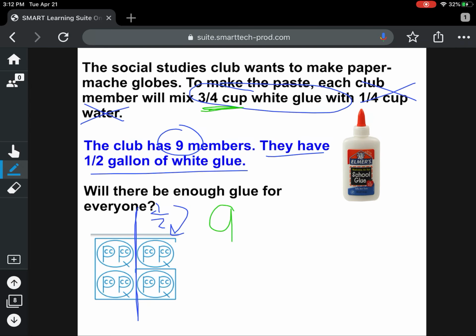papier-mâché globe. Once you have figured out the answer for how much glue will be needed, then turn your video back on and we'll check your work together.